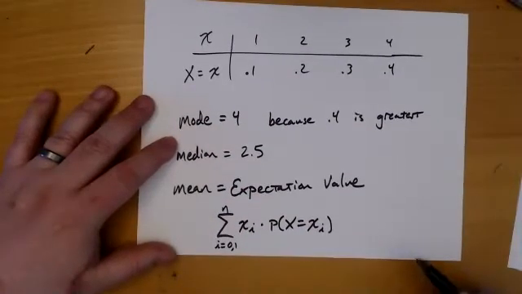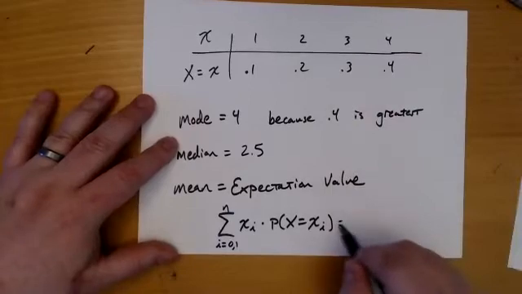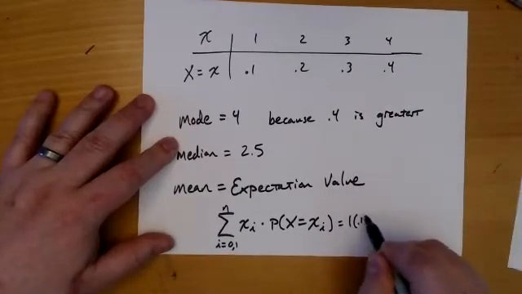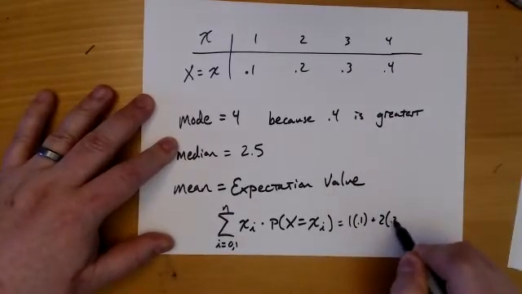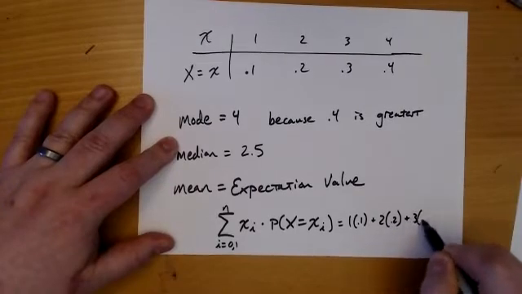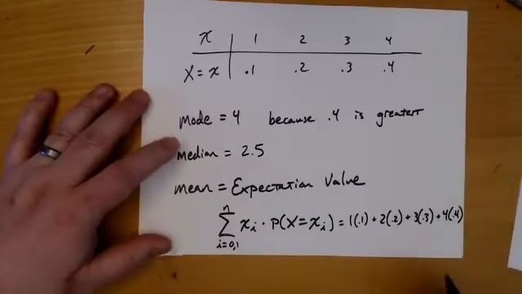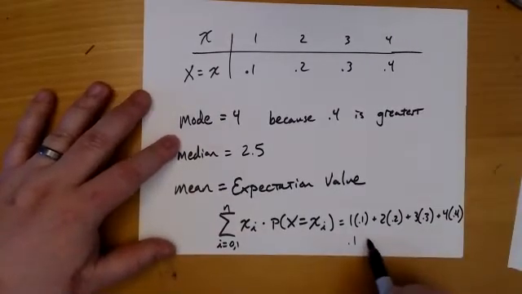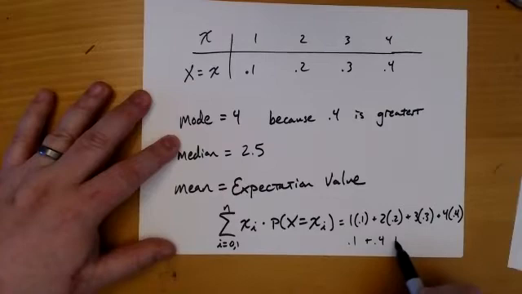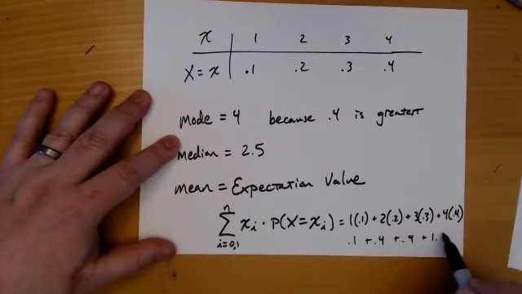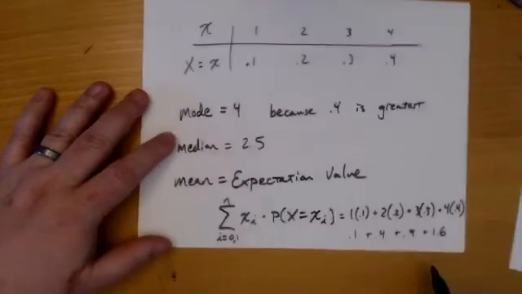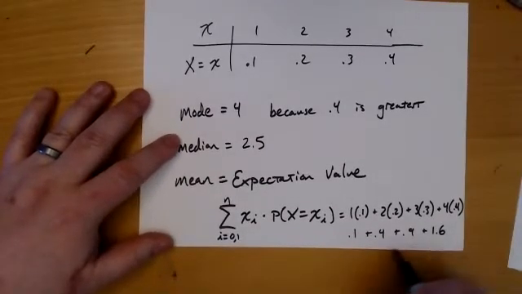So in this case, it would be 1 times 0.1 plus 2 times 0.2 plus 3 times 0.3 plus 4 times 0.4. So I get 0.1, 0.4, 0.9, 1.6, and that adds up to 3.